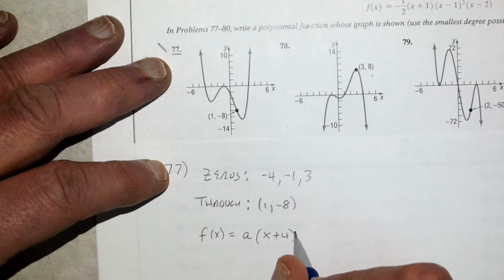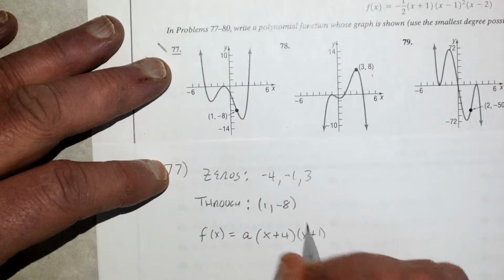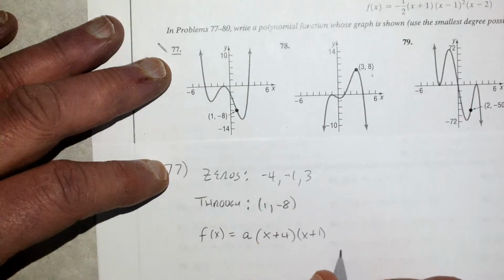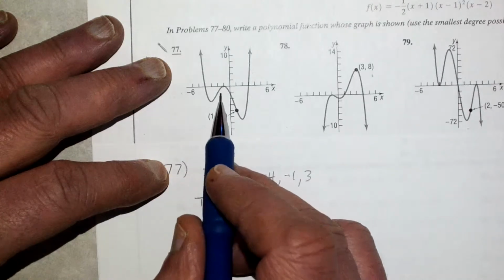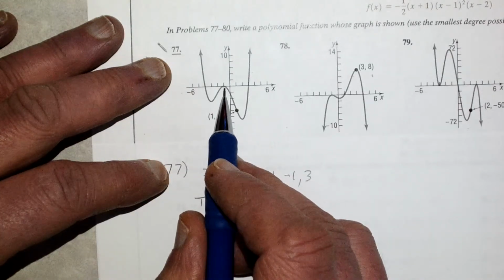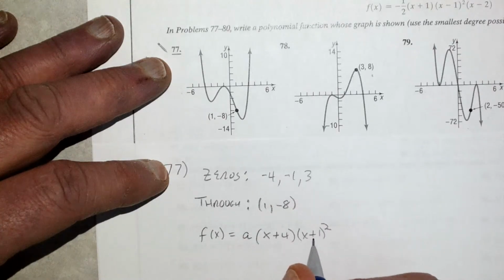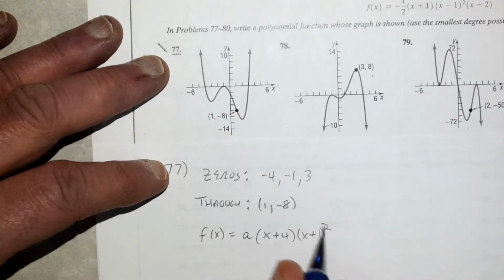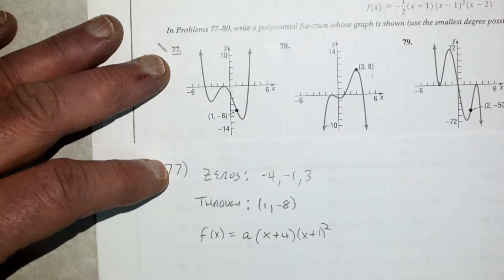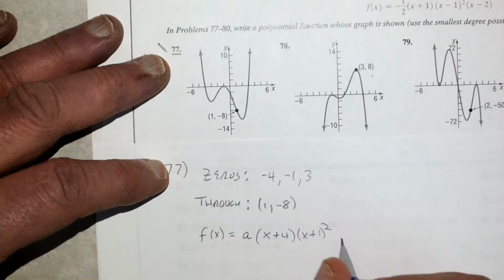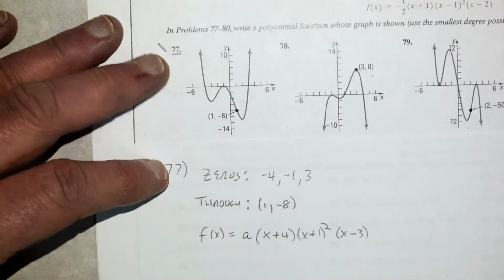Okay, so the next one would be x plus 1, and that would give you a zero of negative 1. And then we said that factor is the one that has a multiplicity of 2, so we're going to square it, because that would be x plus 1 and another x plus 1. It would give us 2 zeros that are negative 1, right? And then we also had the 3. That would give us a factor of x minus 3, producing that zero at 3.